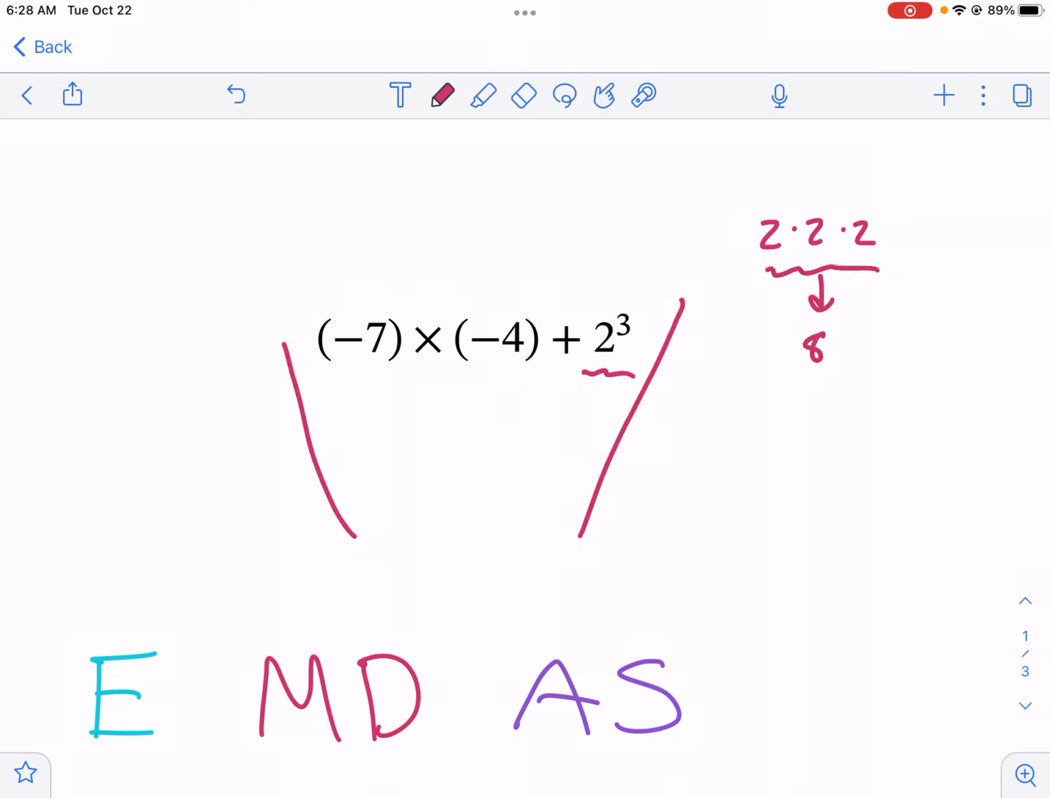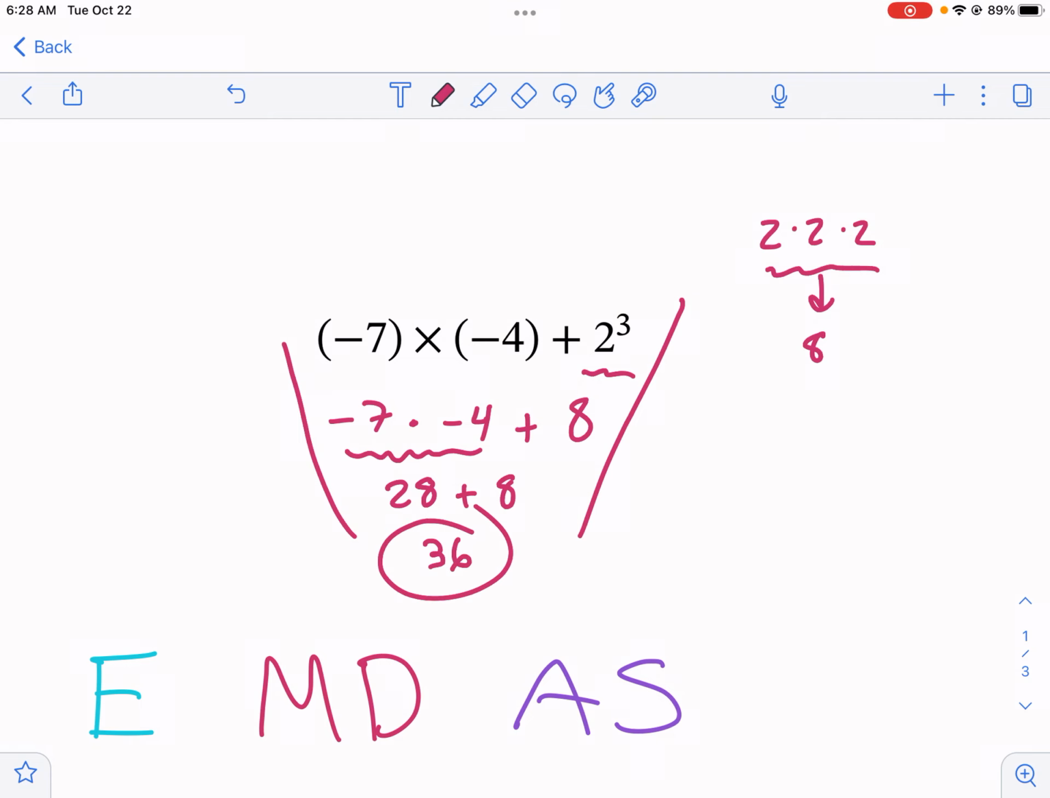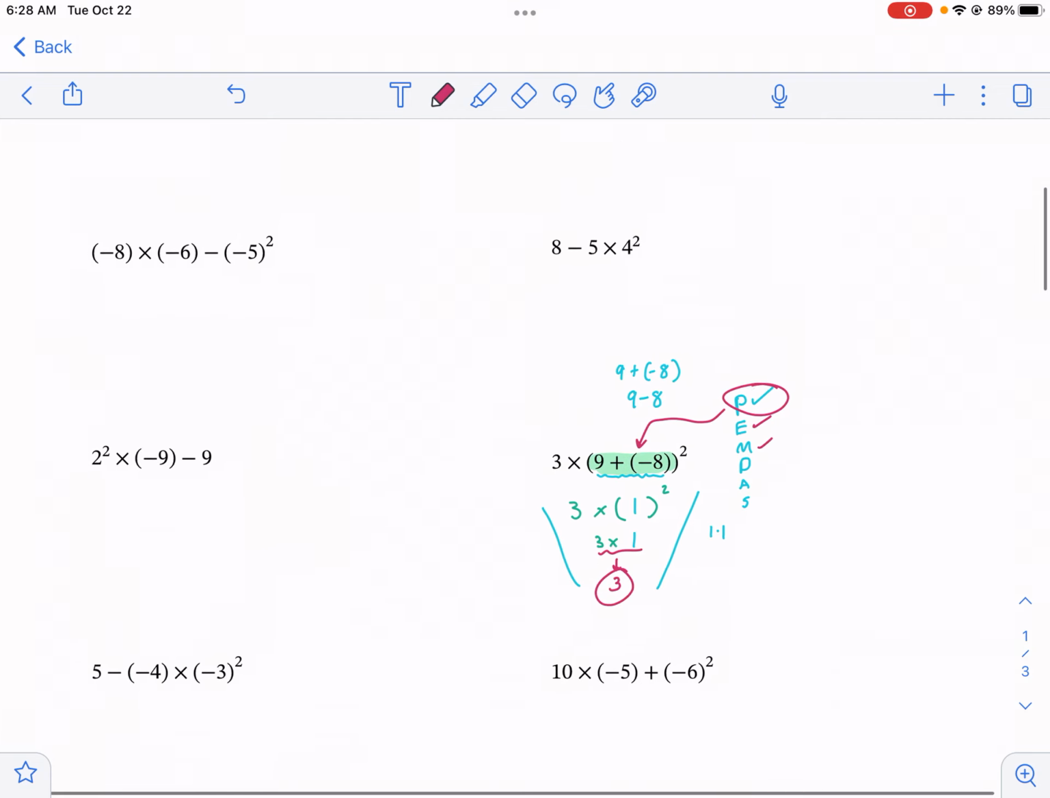Okay, so inside my funnel here I have 8, and I'm going to rewrite everything else. Negative 4. I'm going to write the multiplication like that. Okay, so now I have multiplication and addition left, so I'm going to do the multiplication first. I have a negative times a negative. That gives me a positive. Okay, so it's a positive 28. And then I add 8, so my final answer is going to be 36, and that's my answer there. Let's do one more, and then let's call it good.